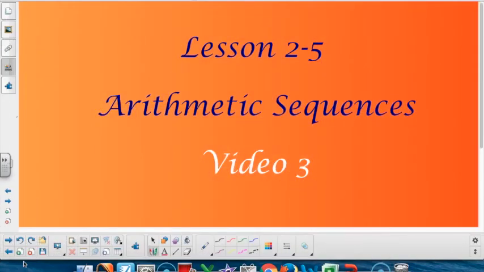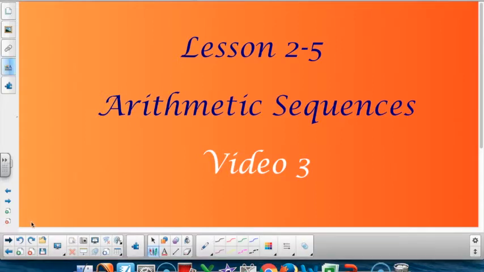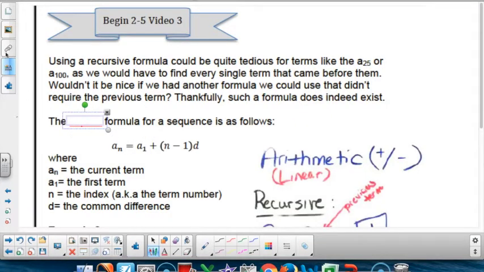Welcome back. So in video 2, I showed you how to use the recursive formula. And I told you then that there were two different formulas we could use. So now we're going to get into that second formula. The second formula you're allowed to use is the explicit formula. This is also going to be found on your formula sheet. And it looks like this.